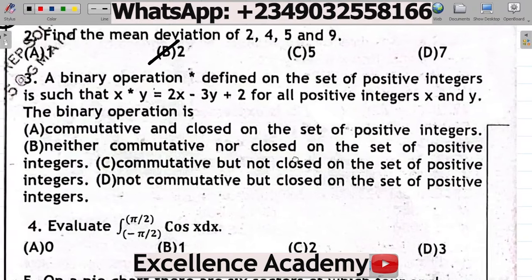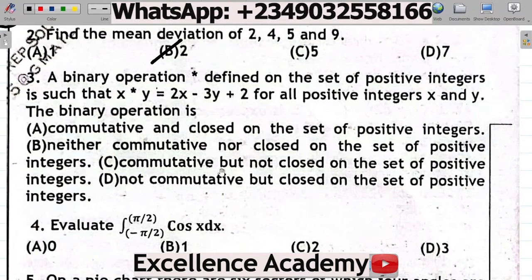For the question number, let's look at this. Okay, the correct option here is B. So you can see it is neither commutative nor closed on the set of positive integers. So B is the correct answer.